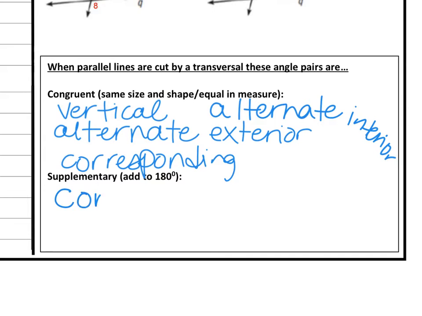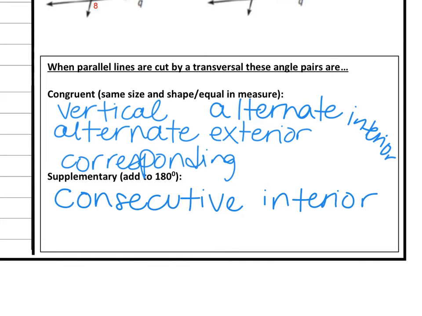Yes, consecutive interior are supplementary, meaning the angles add to 180 degrees. They are not congruent because you can look at them and see one's acute and one's obtuse. They're clearly different sizes. There's one more. At least, what is it? Linear pairs are also supplementary, meaning the two angles that are part of it add to 180 degrees.